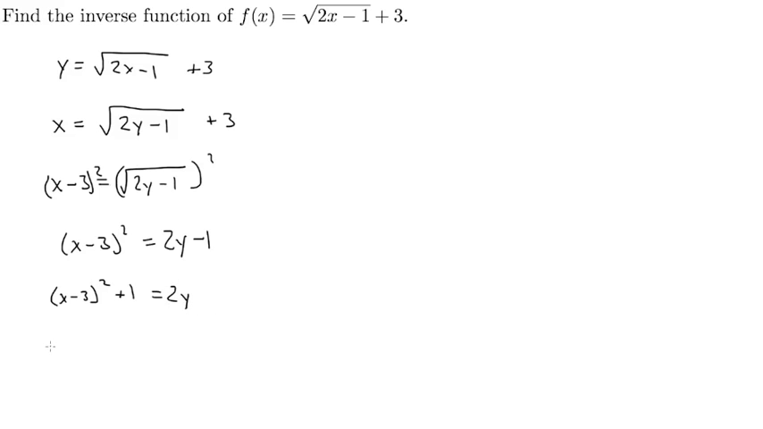And then let me divide everything by 2. So I have ((x - 3)^2 + 1) all over 2 equals y. And so it seems that we're done. We've gone through the exact same process that we did in the previous problems. We've solved for y. This seems like a perfectly ordinary looking function, so what's the big deal? Let's call this f inverse and go home.